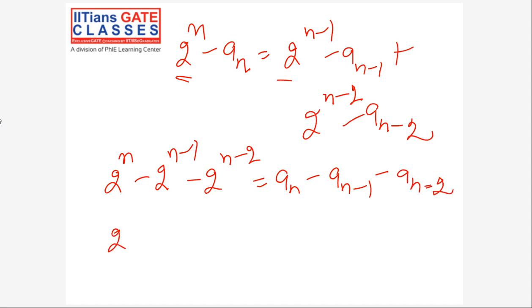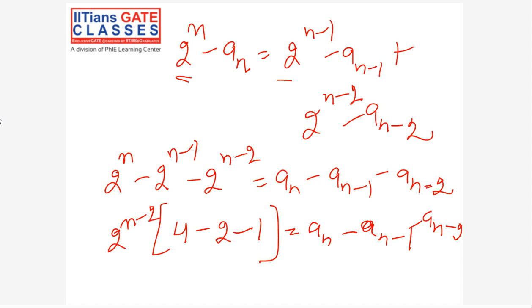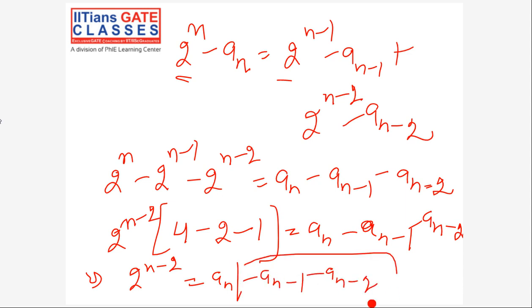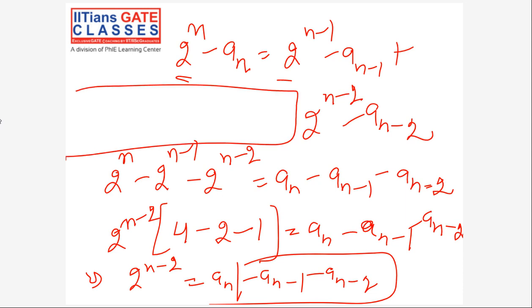Okay, so this becomes what? 2^{n-2} I want to take common. So this becomes 2 square, which is 4, minus 2, minus 1. This is a_{n-1} minus a_{n-2}. So this becomes what? 4 minus 3 is 1. So finally you get 2^{n-2} is equal to a_n minus a_{n-1} minus a_{n-2}. So if you take these two quantities on the RHS, you get a_n is equal to a_{n-1} plus a_{n-2} plus 2^{n-2}. Okay, this is what you get as the answer.